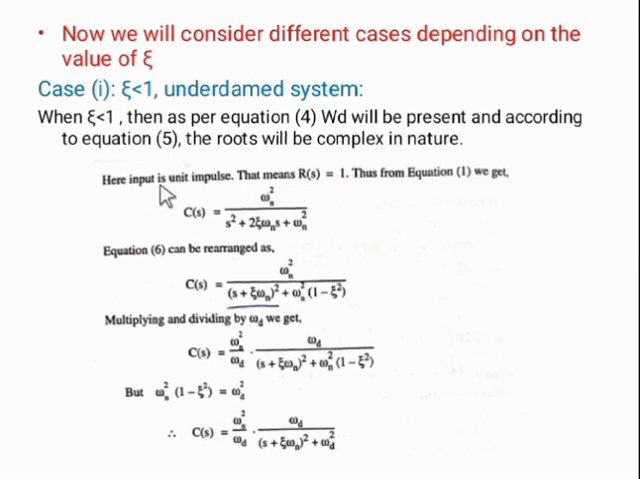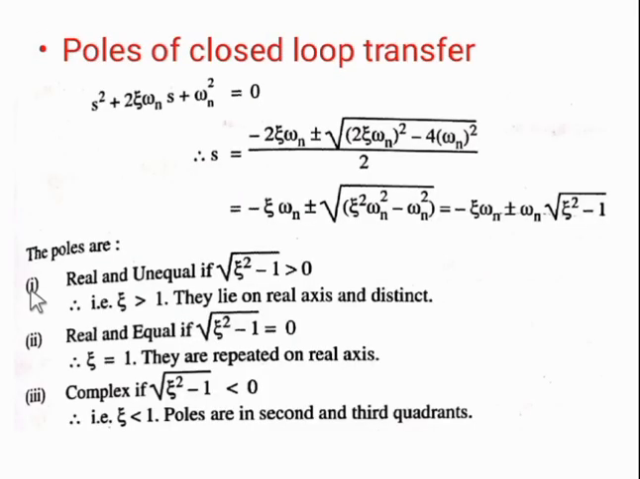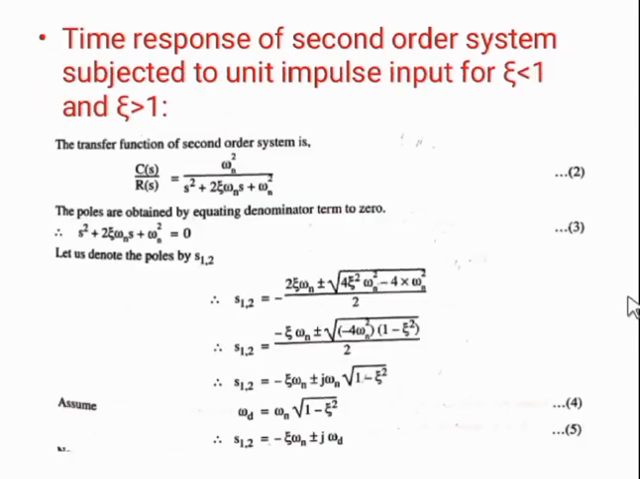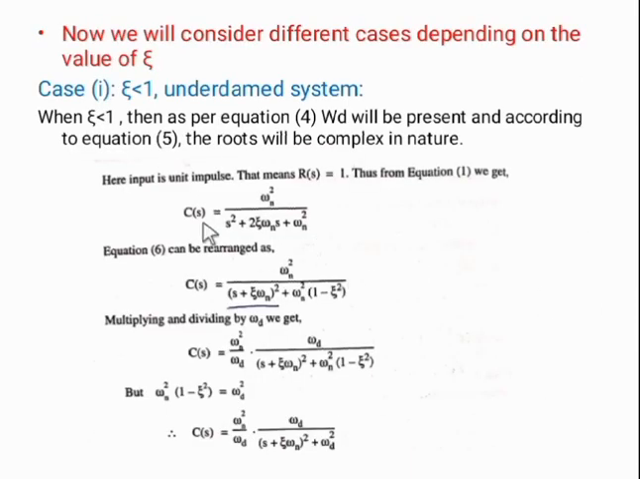Your input is a unit impulse, that means R(s) equals 1. So from equation 1, if we put the value of R(s) equal to 1, we get C(s) equal to omega n square divided by s square plus 2 zeta omega n s plus omega n square.